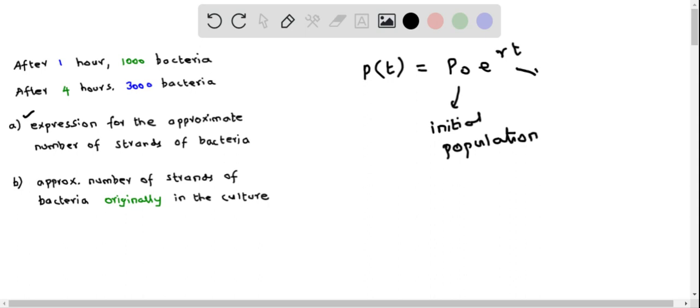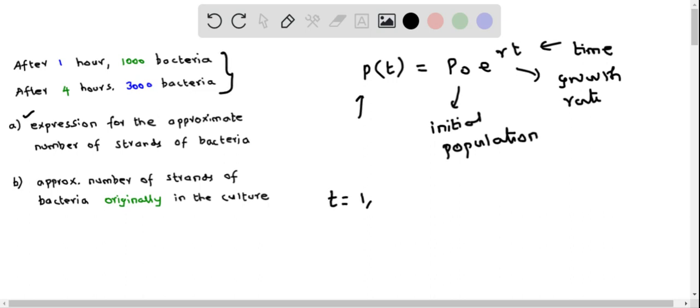This R represents the growth rate of the population, and T is the time. So basically we have to determine the values of P naught as well as the growth rate R using the given information. So let's use this information, that is after 1 hour the number of bacteria is 1000. So that is when T equals 1.